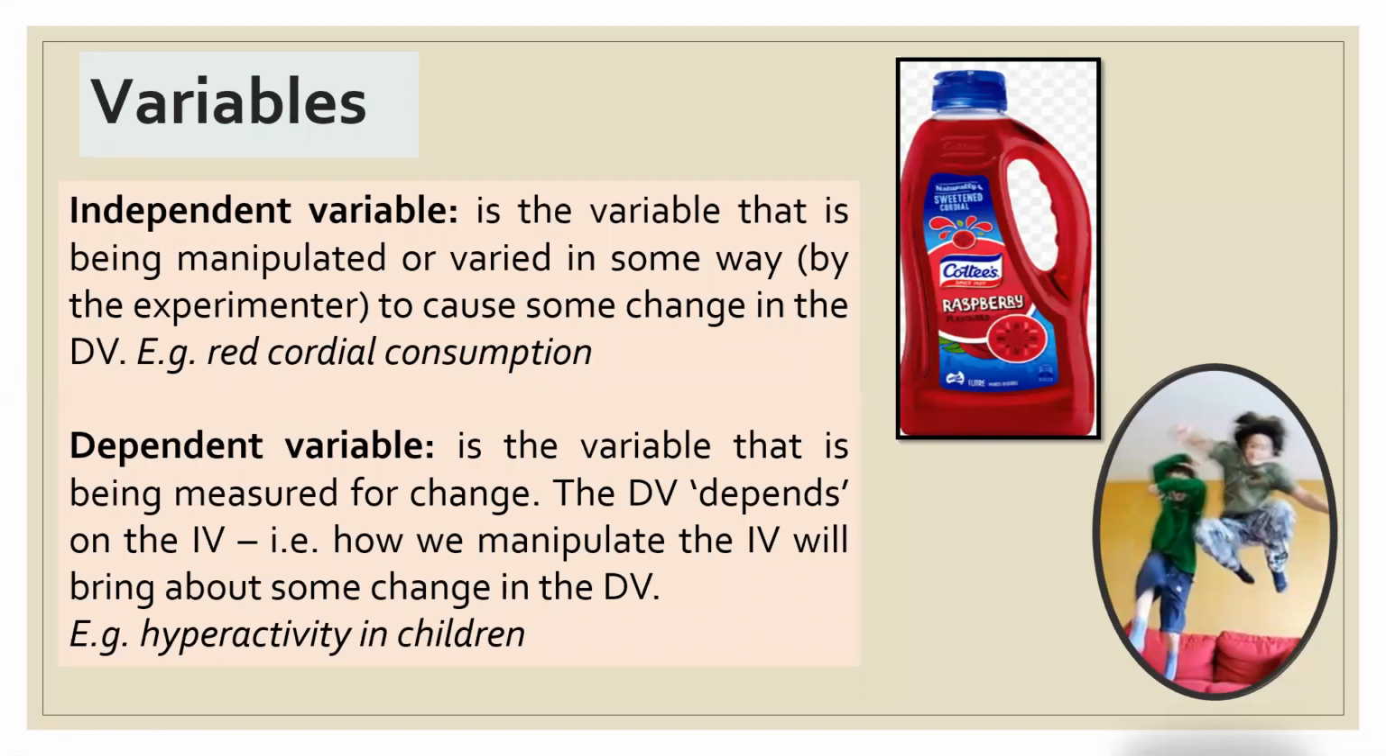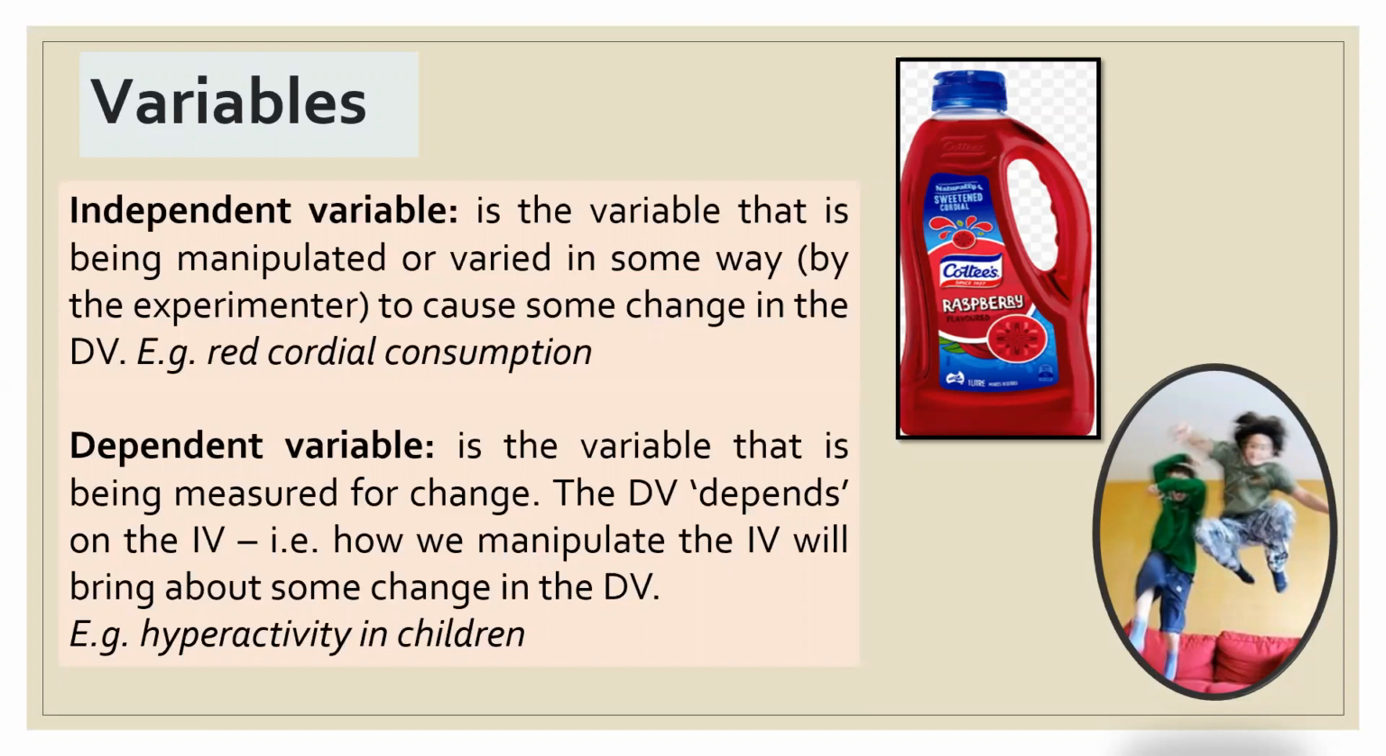Okay, so just to give you a proper definition of IV and DV, or of cause and effect: the IV, which is the cause in our cause-effect relationship in experiments, is the variable that is manipulated or changed in some way by the experimenter to cause some change in the DV. So if we cause some change in the IV, it will cause some change in the DV. That's just the pattern. The dependent variable, the DV, is the effect part of the cause-effect relationship.